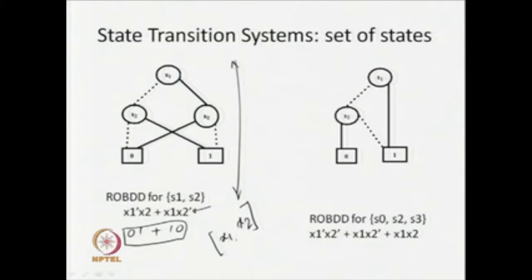If you look into this particular BDD, you will find that no more reduction can be applied to this OBDD. So, ultimately we say that this is the ROBDD representation for S1 and S2 states. Similarly, this is another ROBDD. This ROBDD represents the subset S0, S2, S3.